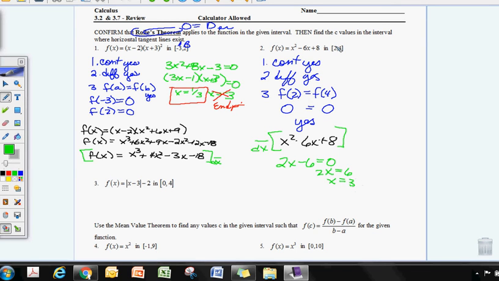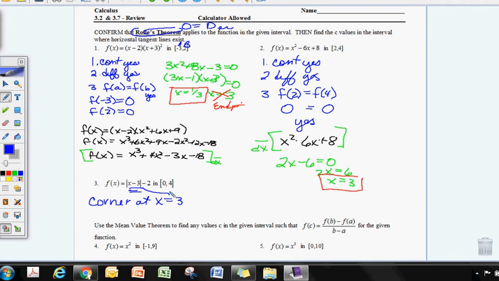I double check to make sure that x is in this area here. It is, so there's my final answer. Okay, last one. Oh, whoa, whoa, whoa, it's an absolute value. It has a corner at x equal 3. Now, how did I know it was 3?